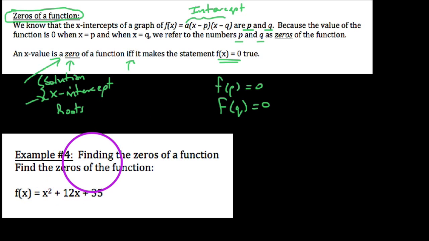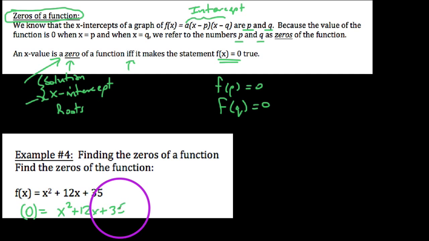So what I want to do in this last example is find the zeros of this function. So finding the zeros of this function, I suppose the first thing we would do is this. We would set the whole thing equal to 0. In other words, set the y value equal to 0 and say, what are the x values that when we plug them in cause us to be on the x-axis or be at a height of 0? So we'd say x squared plus 12x plus 35.